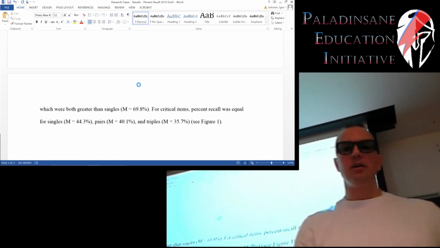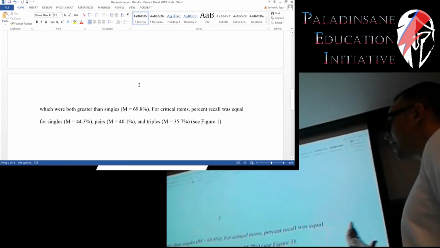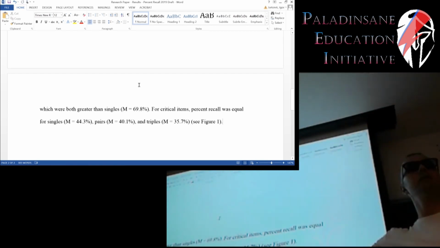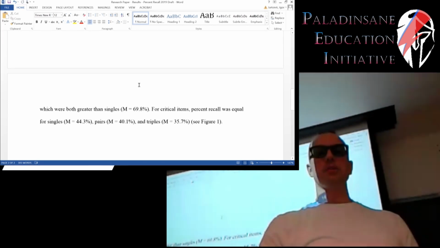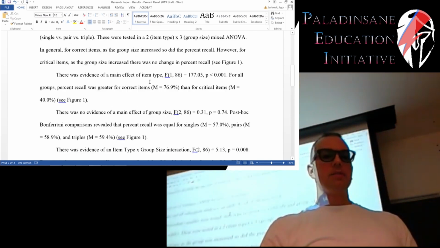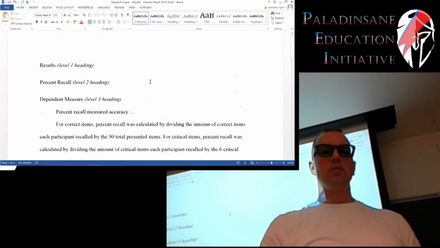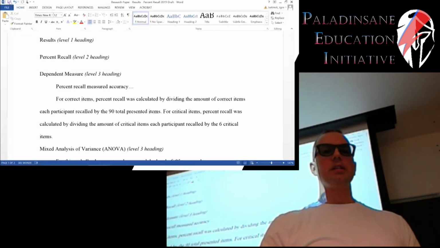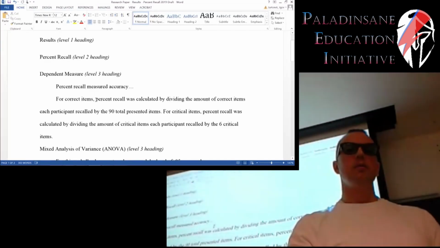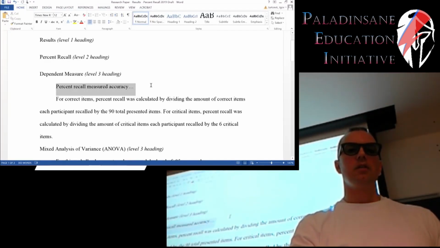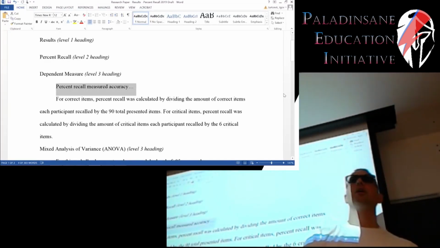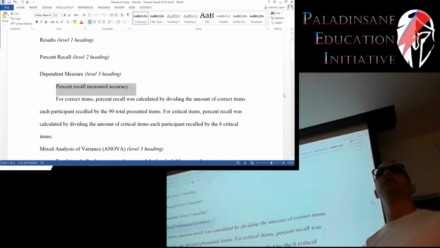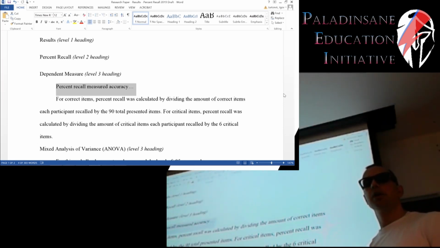And we'll save that. Okay, so that is the content for your results section. I've saved this. This is all ready to go in terms of content, except for one thing, which will be left for everyone here, which is that percent recall. What did it measure? What aspect of memory were we looking at?